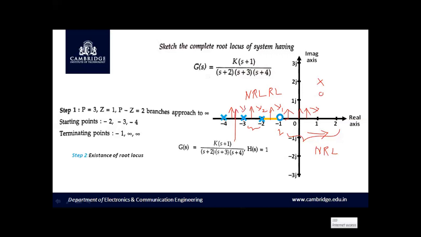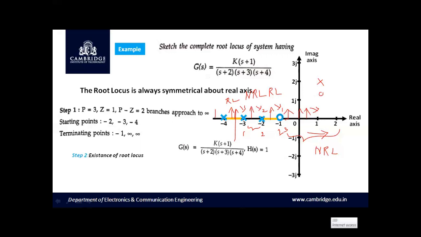Look towards your right side. In this example, I could see 1, 2, 3, a total of 3. That is an odd number of poles and zeros towards the right. Therefore, I can see that root locus exists towards the left of an odd number of poles and zeros. And I can write it as RL.